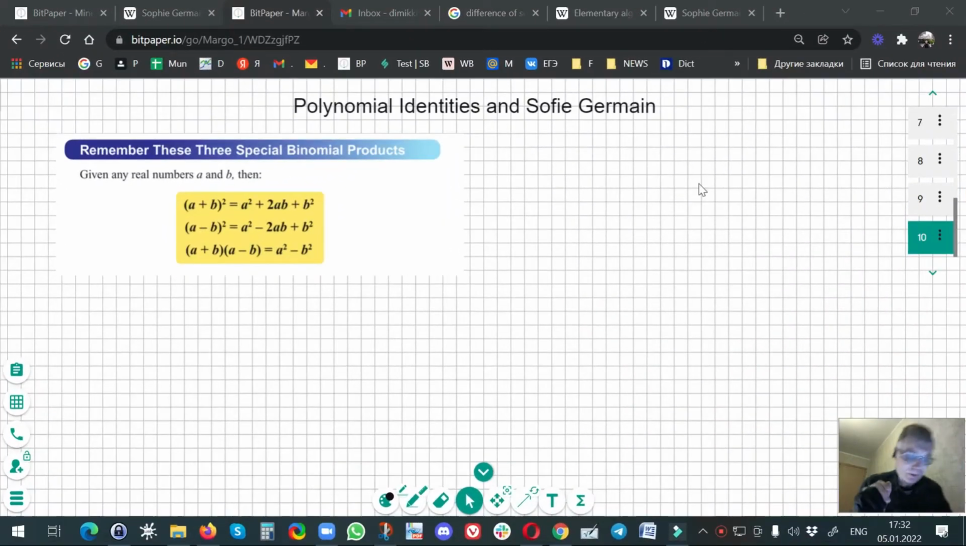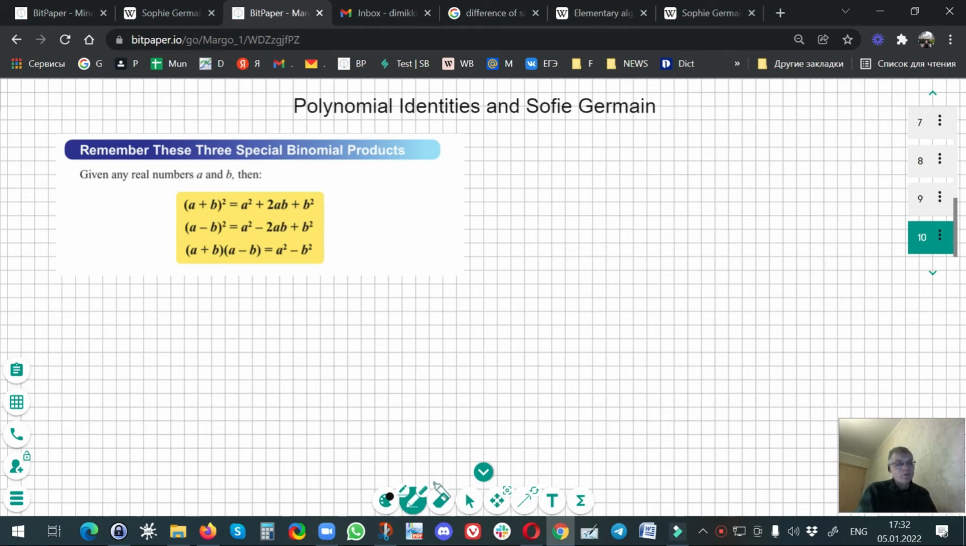Everybody. We continue our long journey into mathematics, and today we are talking about a very important subject, which is polynomial identities. In some textbooks it's called binomial products, like in this one, for example. Here are the formulas nicely written, and those are the formulas I want to concentrate on.